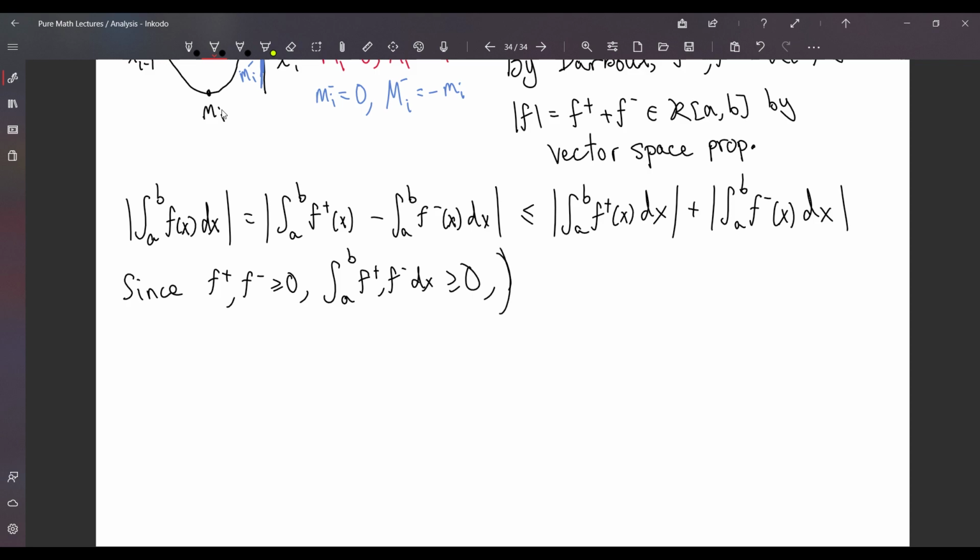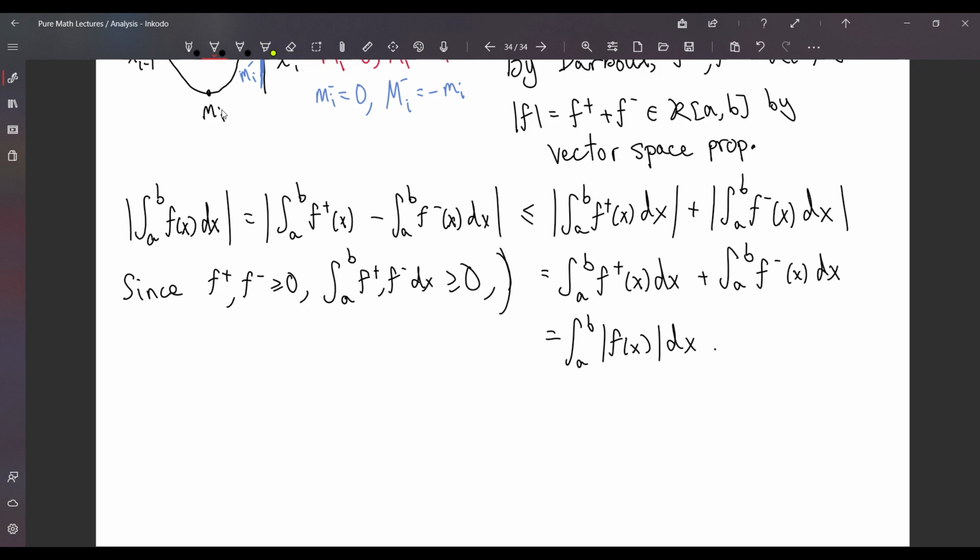So by this property, if these integral values are non-negative, then they're equal to themselves. So we can drop the absolute values because we know that they're non-negative. And then we can combine these two integrals by linearity of the integral, and inside is, of course, the absolute value of f of x dx. And so we're done.